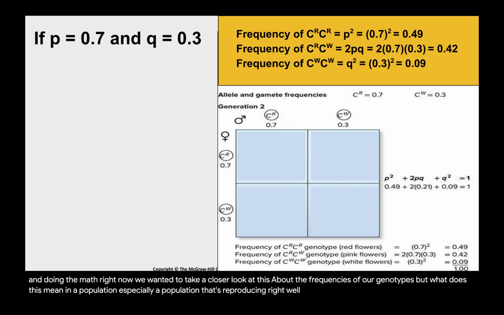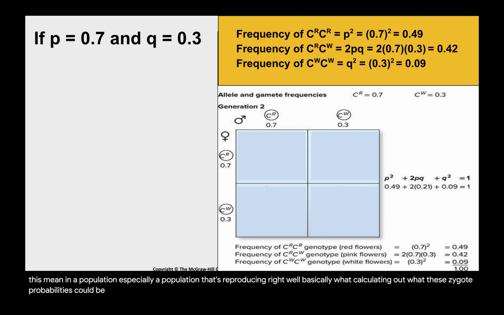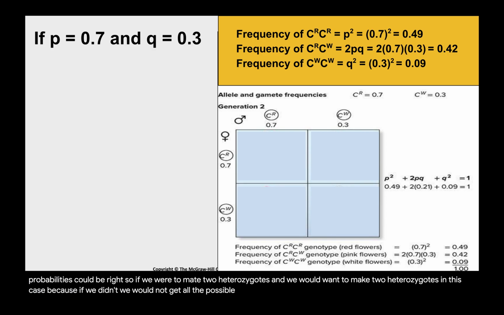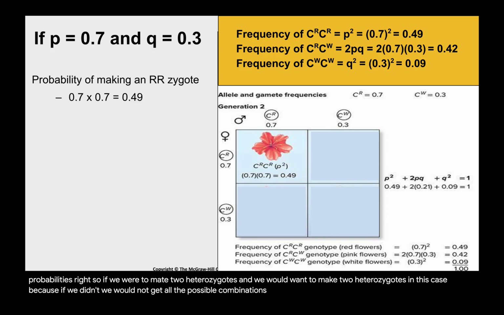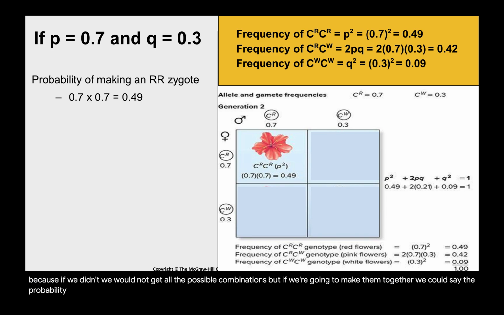Well, basically, we're calculating out what the zygote probabilities could be. So if we were to mate two heterozygotes, and we would want to mate two heterozygotes in this case, because if we didn't, we would not get all the possible allelic combinations. But if we were to mate them together, we could say the probability of making an RR zygote would be 0.49, which is exactly what we calculated.